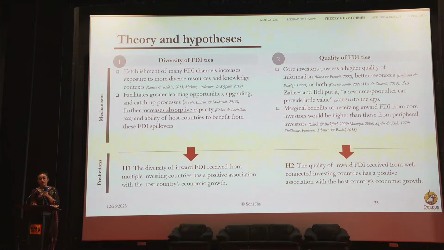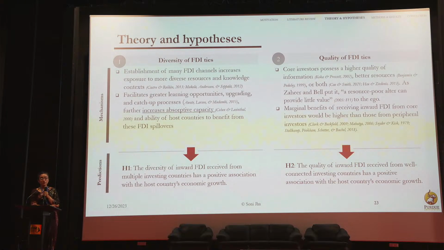And similarly, if you have investors that are themselves very well connected in the world, let's say you have an investor like the US and then you have an option of inviting an investor like Somalia, then you'll probably favor the US because the US is well connected, they have very high knowledge, they have very efficient resource utilization, and so on and so forth, right?